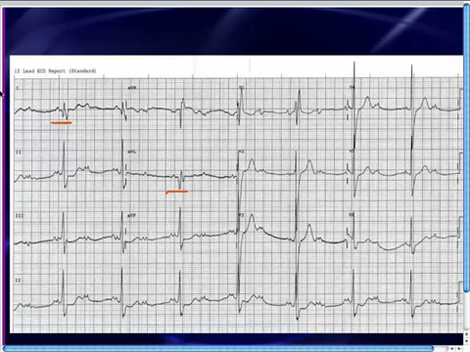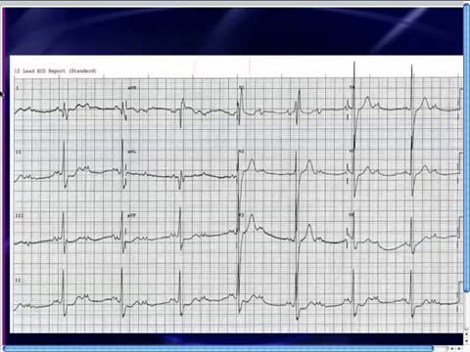Interestingly, in V5 and V6, the other lateral leads, there is no evidence of Q waves. So we might just say that this is a high lateral old myocardial infarction rather than saying that it's just a general lateral myocardial infarction.